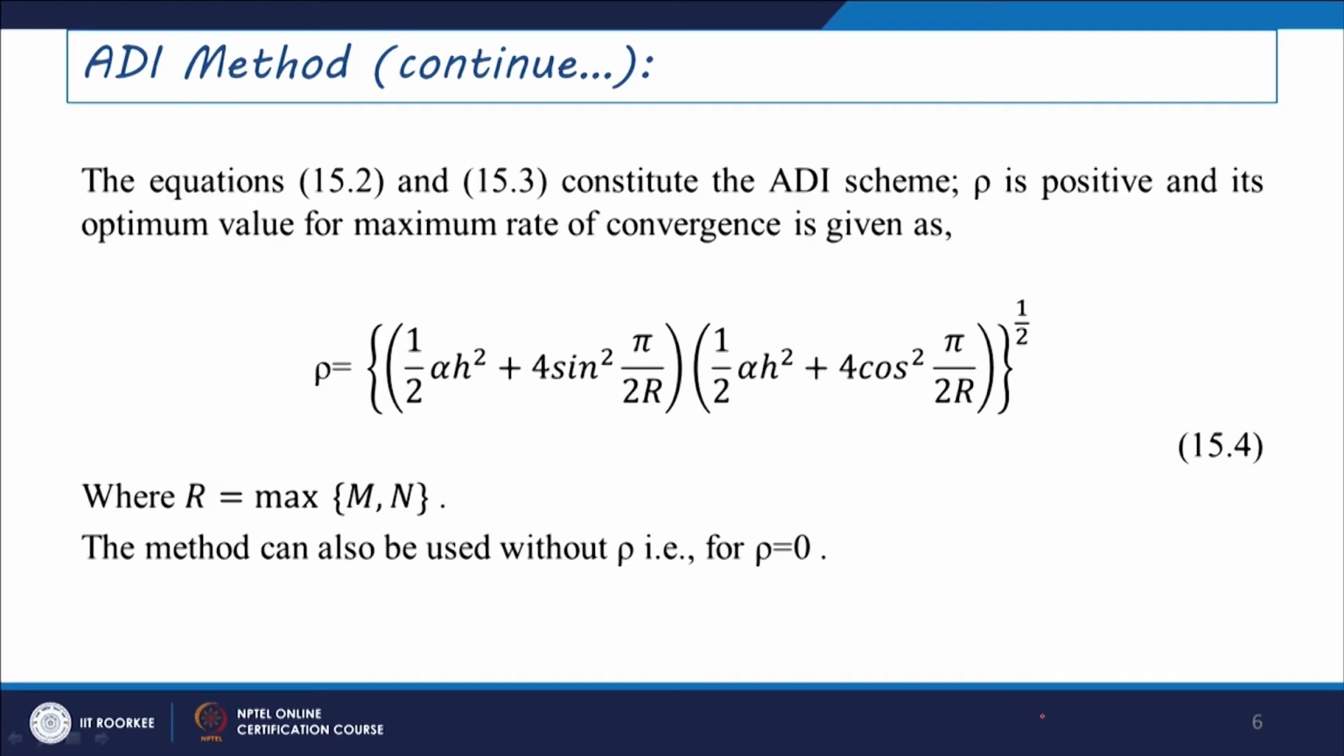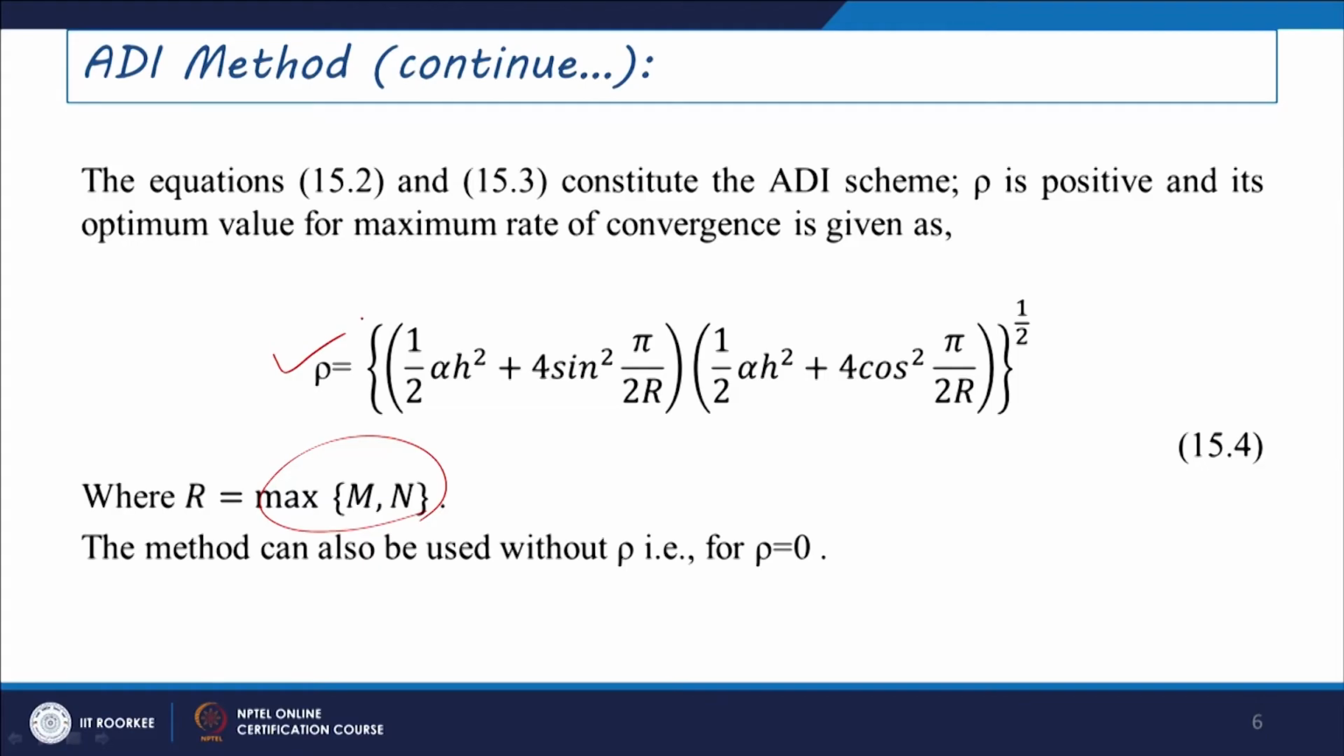Since we are using the SOR method here, we have to use this relaxation parameter for these equations. Especially in the last lecture we discussed the successive over relaxation method, where this relaxation parameter is used for higher grid sizes in the form of half alpha h square plus 4 sin square pi by 2r into half alpha h square plus 4 cos square pi by 2r, whole to the power half, where r can be considered as the maximum of m and n there. We always consider rho positive, and its optimum value for the maximum rate of convergence can be obtained from this equation here.